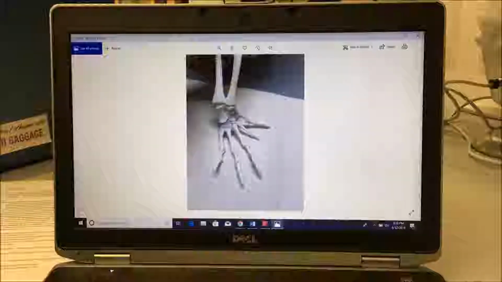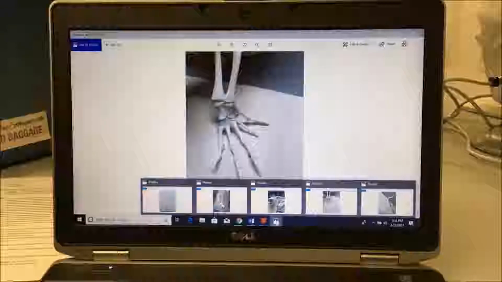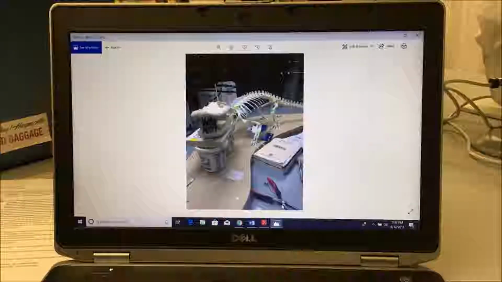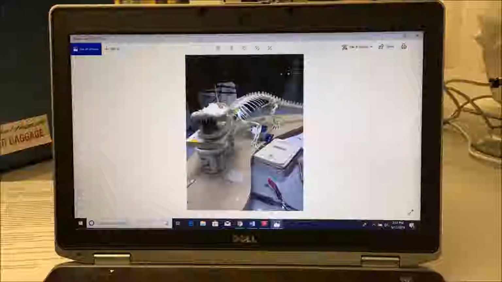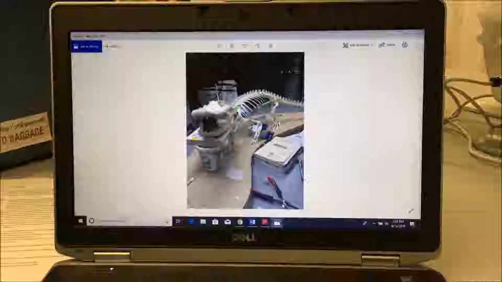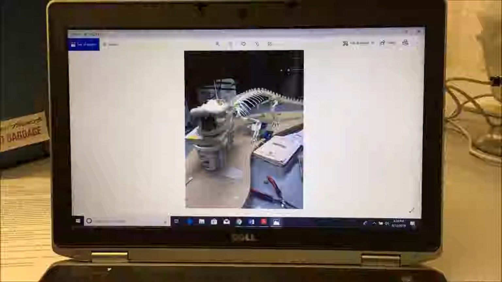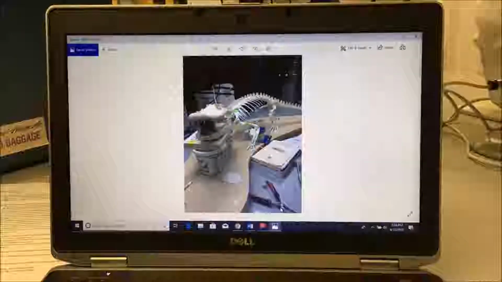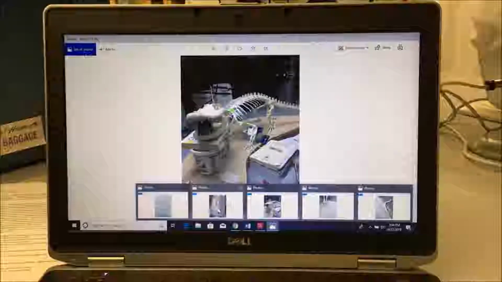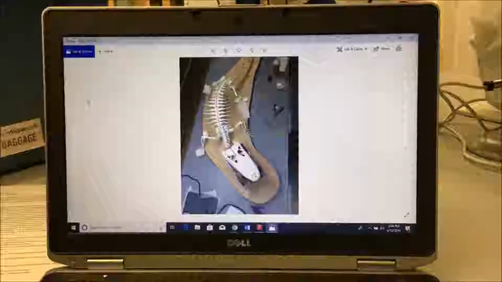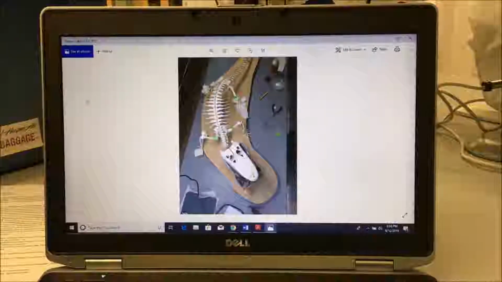And then this is an example of looking at final positioning. This is when I'm basically putting all the parts together, and now I'm really looking at the angles and how I want the skeleton to be positioned so that it looks like an alligator. So this is final positioning.